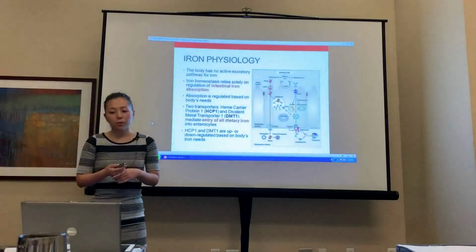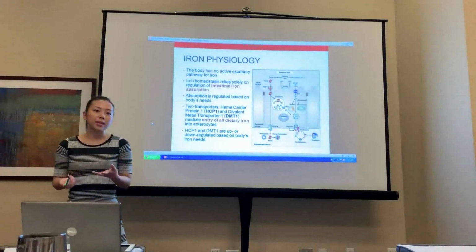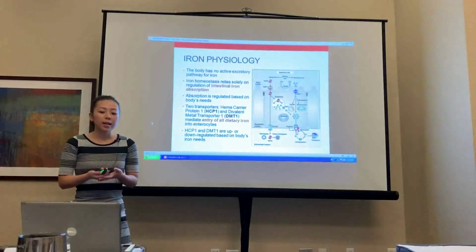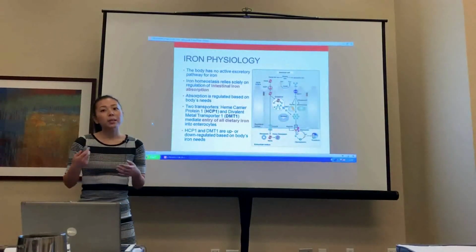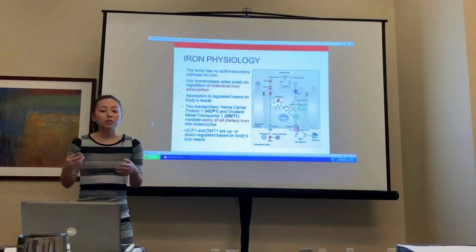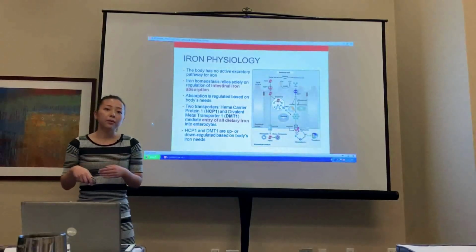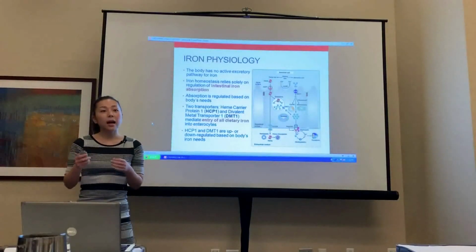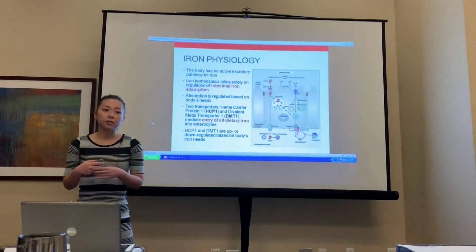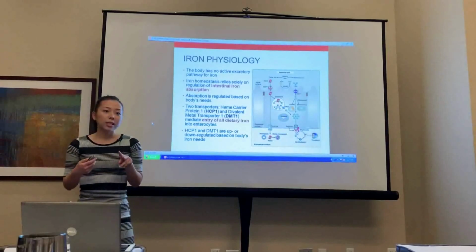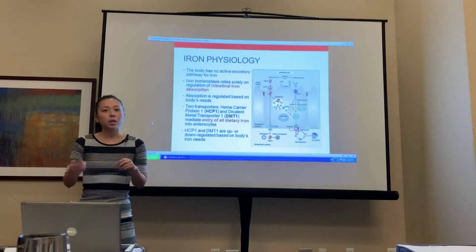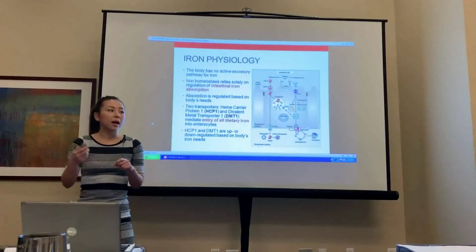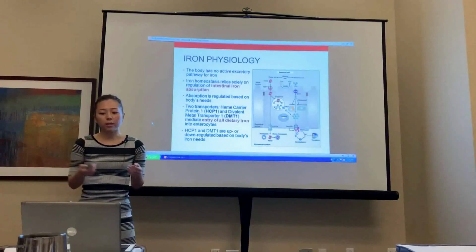So this is a quick overview of how iron homeostasis is maintained in the body. It's really, really important to know and to explain to your patients that there is no active excretory pathway for iron in the body, meaning that iron homeostasis is entirely and solely dependent on gastrointestinal iron absorption. So there are only 2 transporters in the body that are responsible for iron absorption and hence iron homeostasis in the whole body. So we have the first one, it's HCP1.